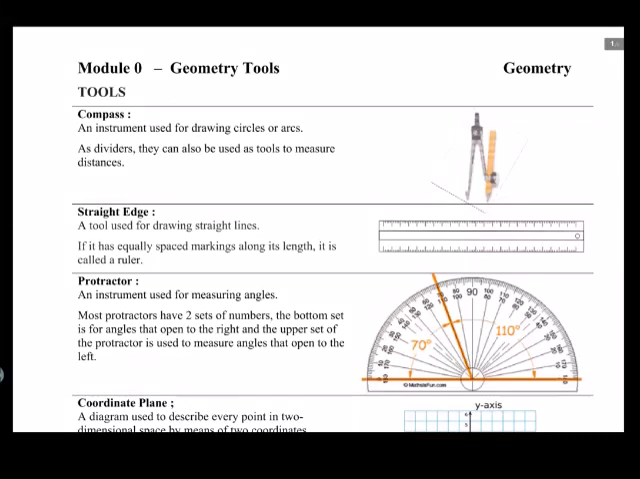Welcome to geometry. Our first lesson here is going to be a review/introduction to some geometry tools that we use. First thing that we're going to talk about today is a compass. Now, a compass is just simply an instrument used for drawing circles or arcs, and you have probably done that before.